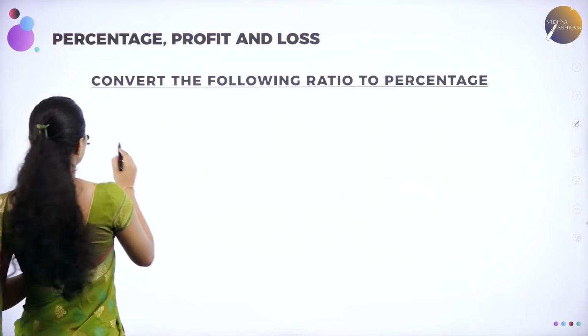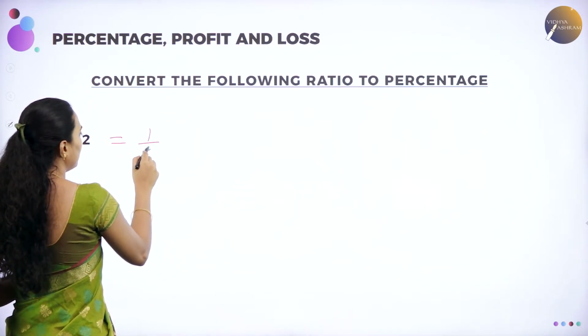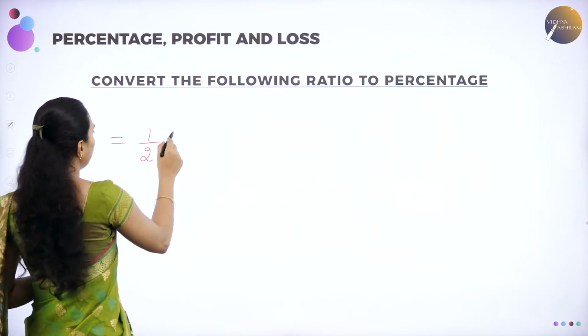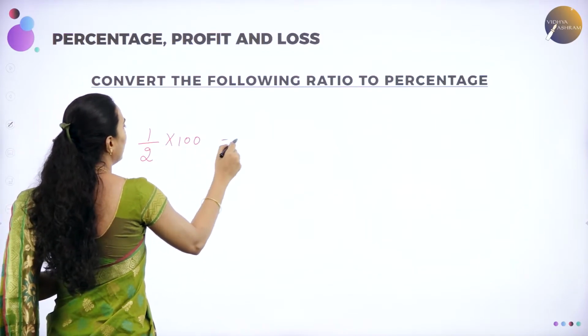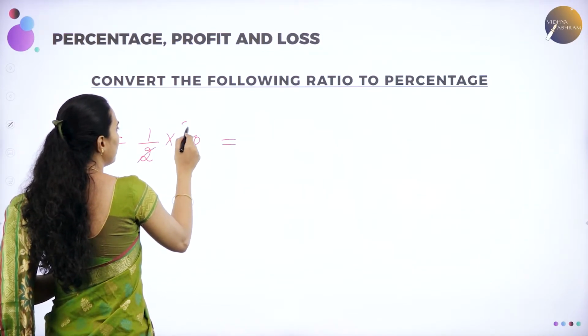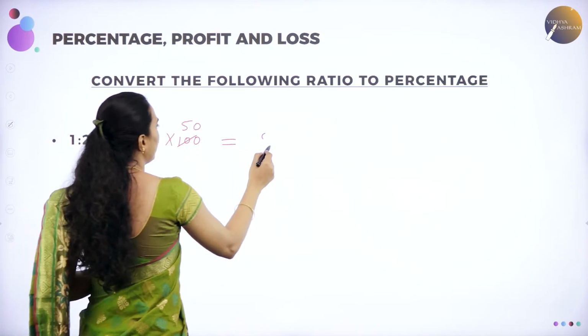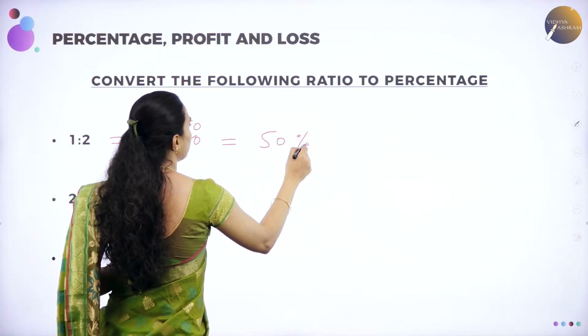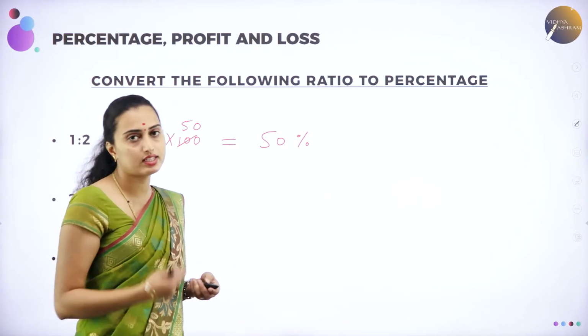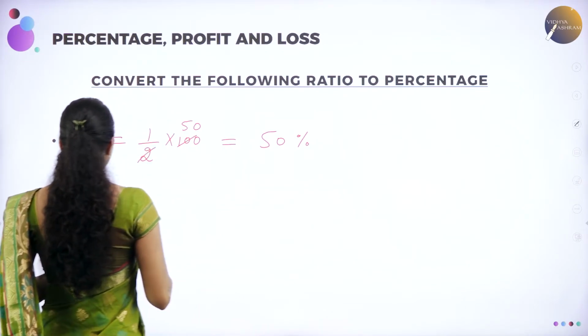1:2. How to convert this? Convert the ratio to a fraction first and then multiply by 100. So 2 1s are 2, 2 5s are 10, so the remaining is 50. You put a percentage symbol, which is 50%. That's it, yes. Now we are going to have it as 2 by 3.